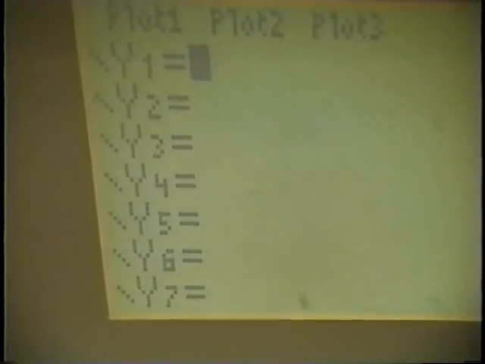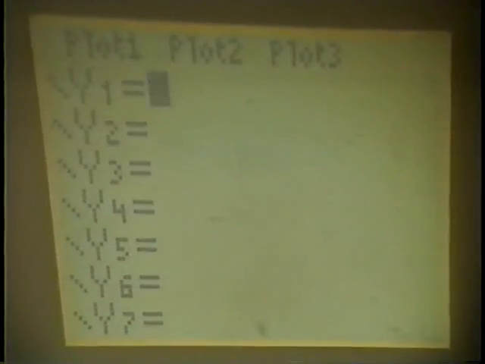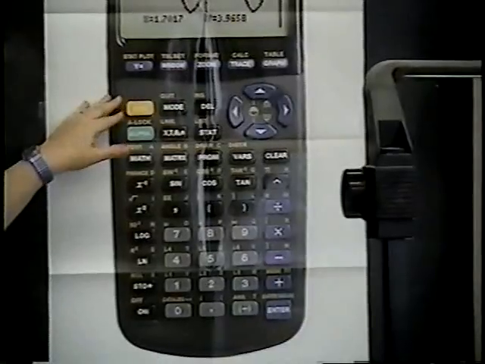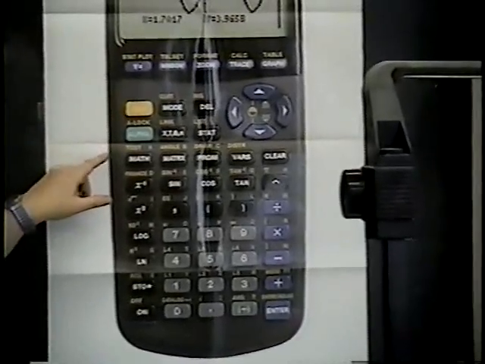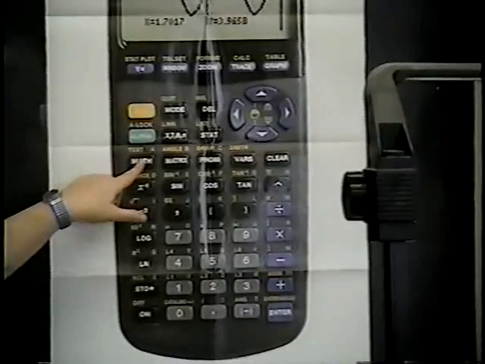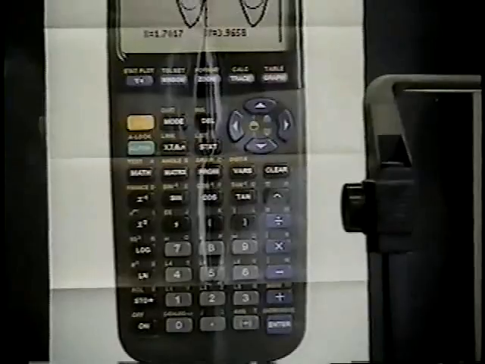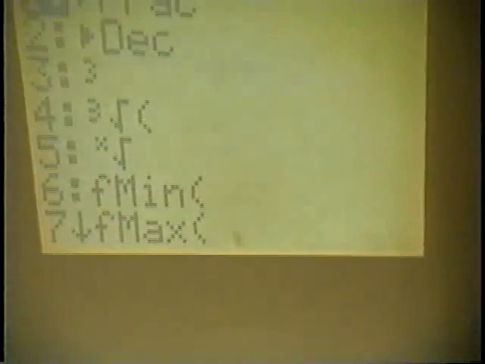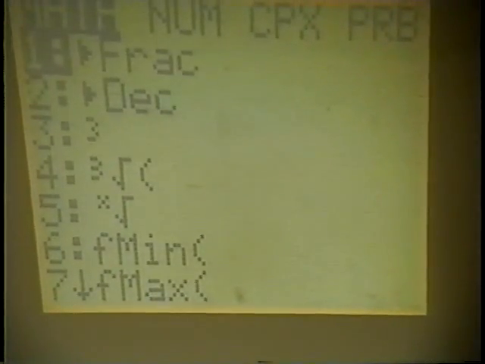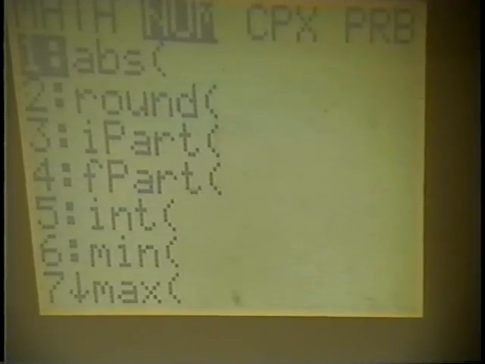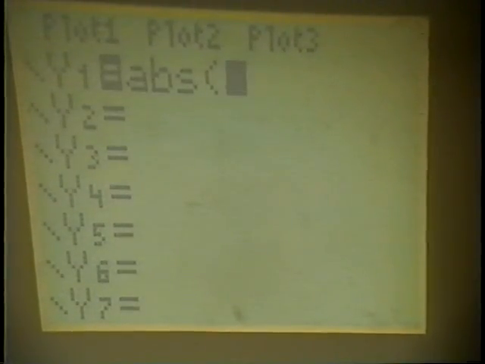Now, I need absolute value. Absolute value is not present on the calculator as it is. I'm not sure about the 82. It might be part of the 82, but it's not on the 83. So to get absolute value, I'm going to have to hit the math key, and then I'll show you how to get it from there. So first, push math. Then move your cursor 1 over to the NUM menu, and the first thing illuminated is ABS for absolute value. Now hit enter, and we have ABS.